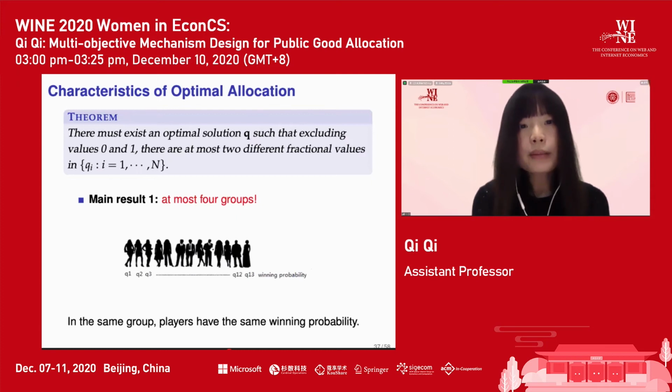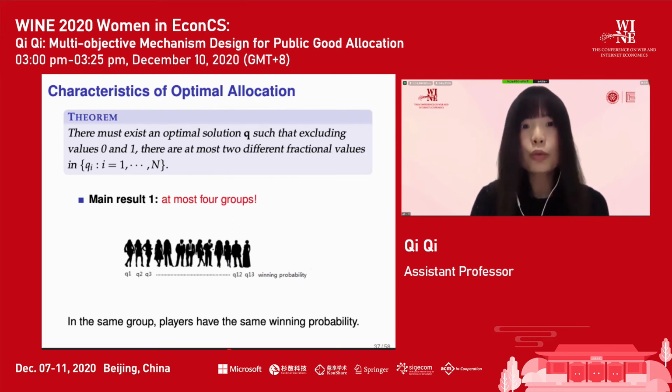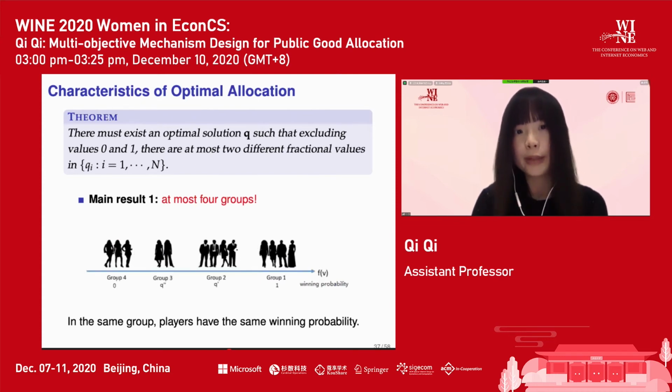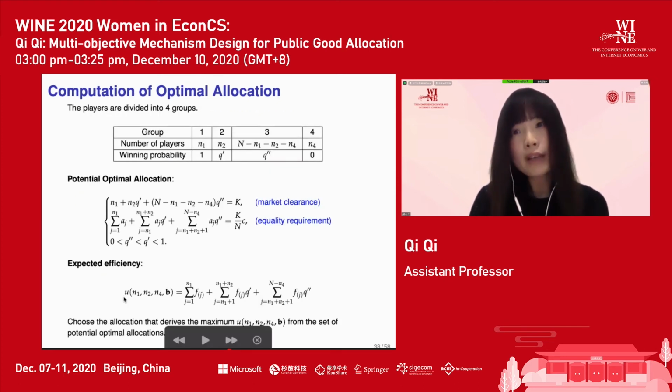The main result is that at most 4 groups will be enough. We don't need any more than 4 groups. That's already the optimal solution. In the same group, of course, players have the same winning probability. The first group is the auction, and the last group will be all the losers. So we only have 2 different fractional values, in group 2 and group 3. And we can prove that there is a polynomial algorithm to find this allocation.